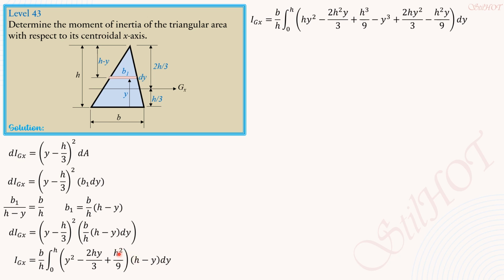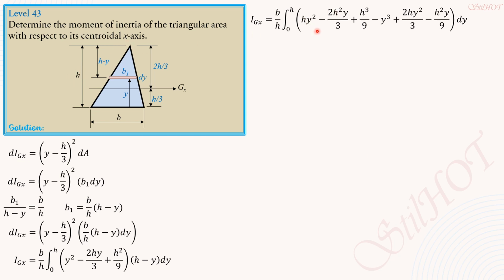We distribute this: h cubed over 9, then y squared times negative y is negative y cubed, negative 2 thirds hy times negative y is positive 2hy squared over 3, which is this. Then h squared over 9 times negative y is negative h squared y over 9, and dy. The variable of integration is y, therefore the limits would be from 0, from the base where y is 0, to the vertex, where y is h.